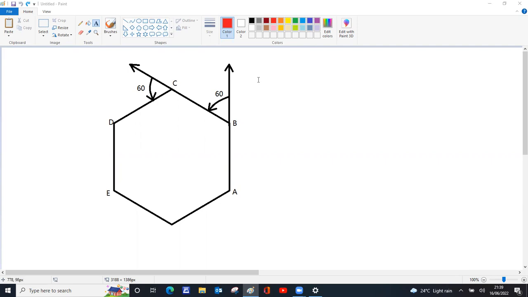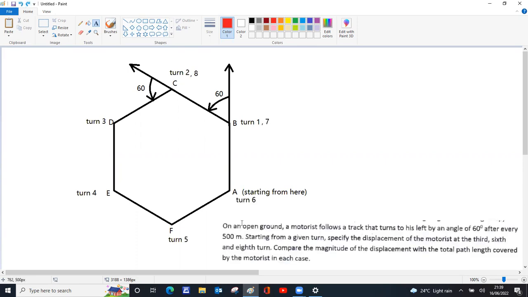In this question, on an open ground, a motorist follows a track that turns to his left by an angle of 60 degrees after every 500 meters. So if the motorist starts from A, AB will be 500 meters.